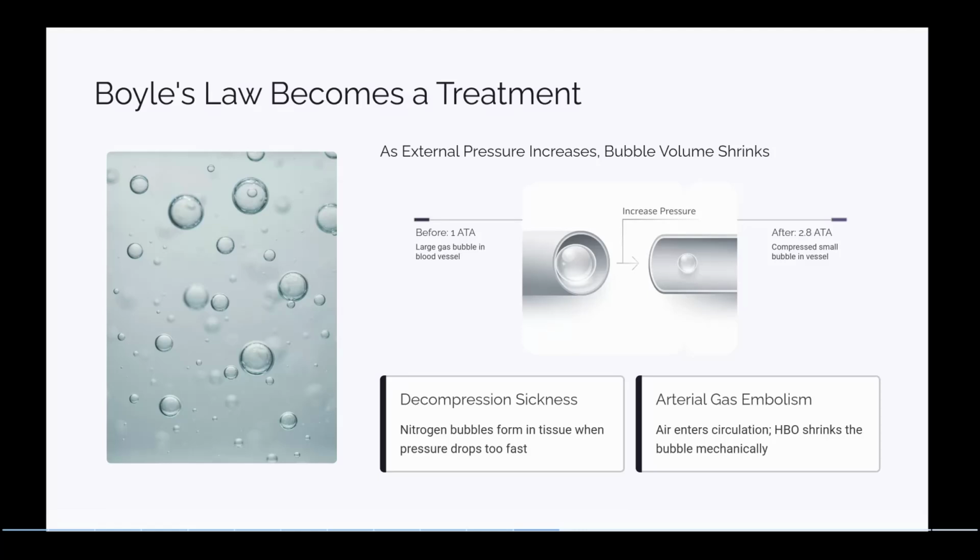That's exactly what is happening in 2 conditions you'll hear about with hyperbaric therapy. Decompression sickness, where nitrogen bubbles form in tissues after pressure drops too fast, like in diving, and arterial gas embolism, where air actually enters the circulation. In both cases, this isn't just physics anymore. We're using the same pressure volume relationship to physically shrink something that's blocking blood flow inside a real patient.